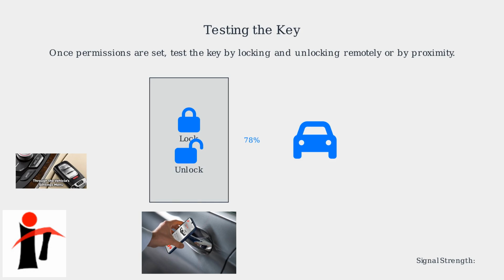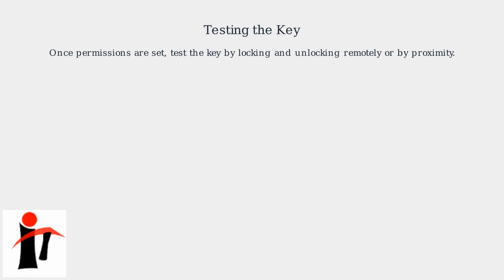Verify the lock overlay disappears. For proximity testing, approach the car with your phone. The key should unlock automatically when close. Always verify functionality before relying on the phone key for regular use.